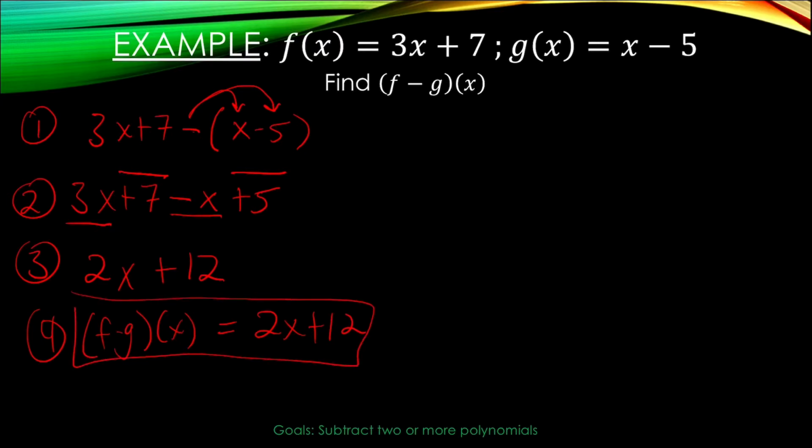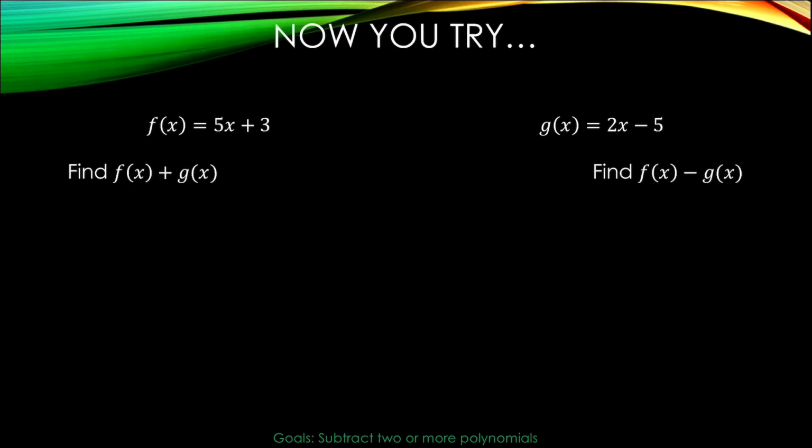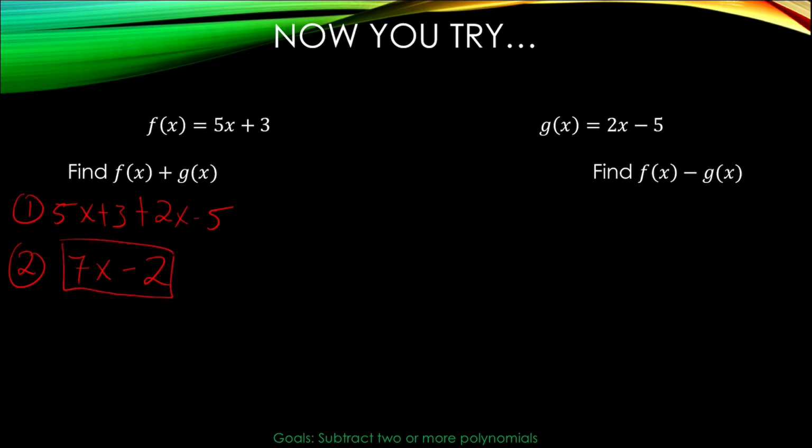And there's my answer. I want you to try these two. There's a sum and a difference here. The first one, we're going to say 5x plus 3 plus 2x minus 5. We're just combining like terms. We get 7x minus 2. There's that answer.